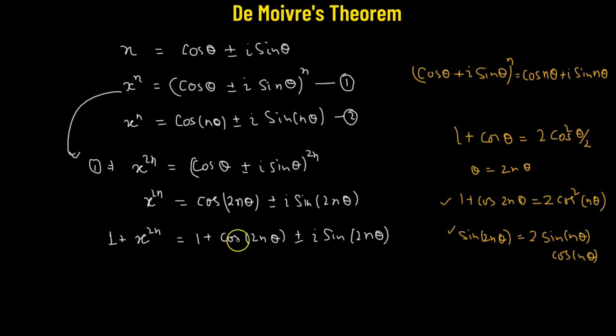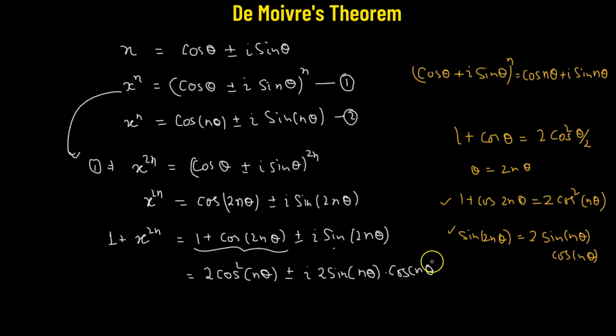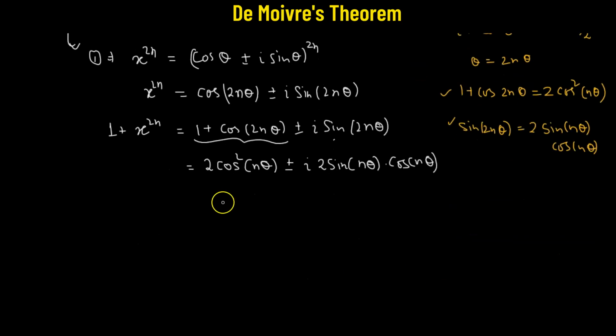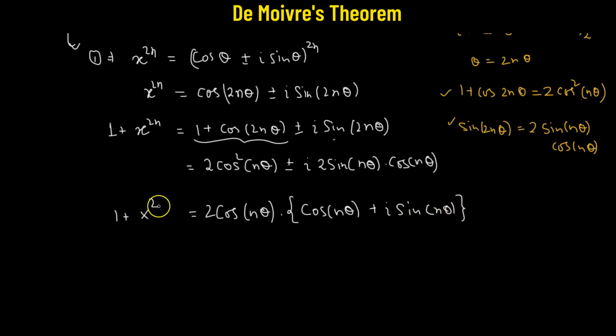So we'll use these two values to rewrite our given expression. The 1 plus cosine of 2n theta will become 2 times cosine squared of n theta plus or minus iota times sine of 2n theta, so this will be 2 times sine of n theta times cosine of n theta. Fine. So this is going to give us the value. We'll take 2 times cosine of n theta as the common factor. All will get multiplied to cosine of n theta plus iota times sine of n theta. Fine. So this is the value for 1 plus x raised to the power of 2n.